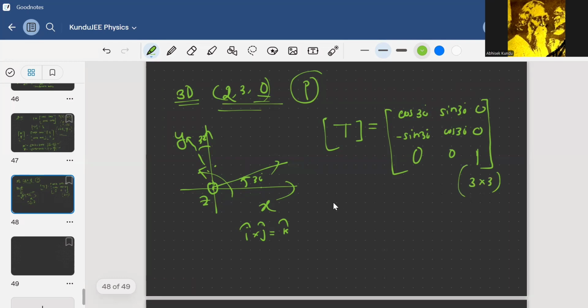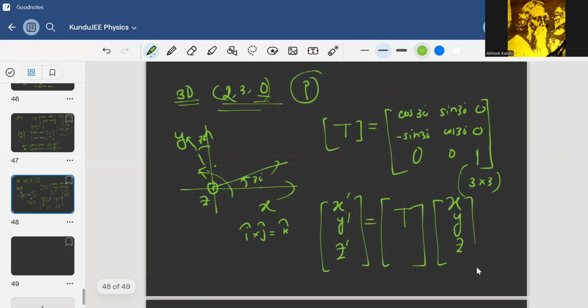And x dash, y dash, z dash will be represented as this T multiplied with our old coordinate values. Now, if you want to find out z, see, z is not having any change. Z dash is going to be, if you multiply this, 0 into x plus 0 into y plus 1 into z. So z dash is going to be z only.